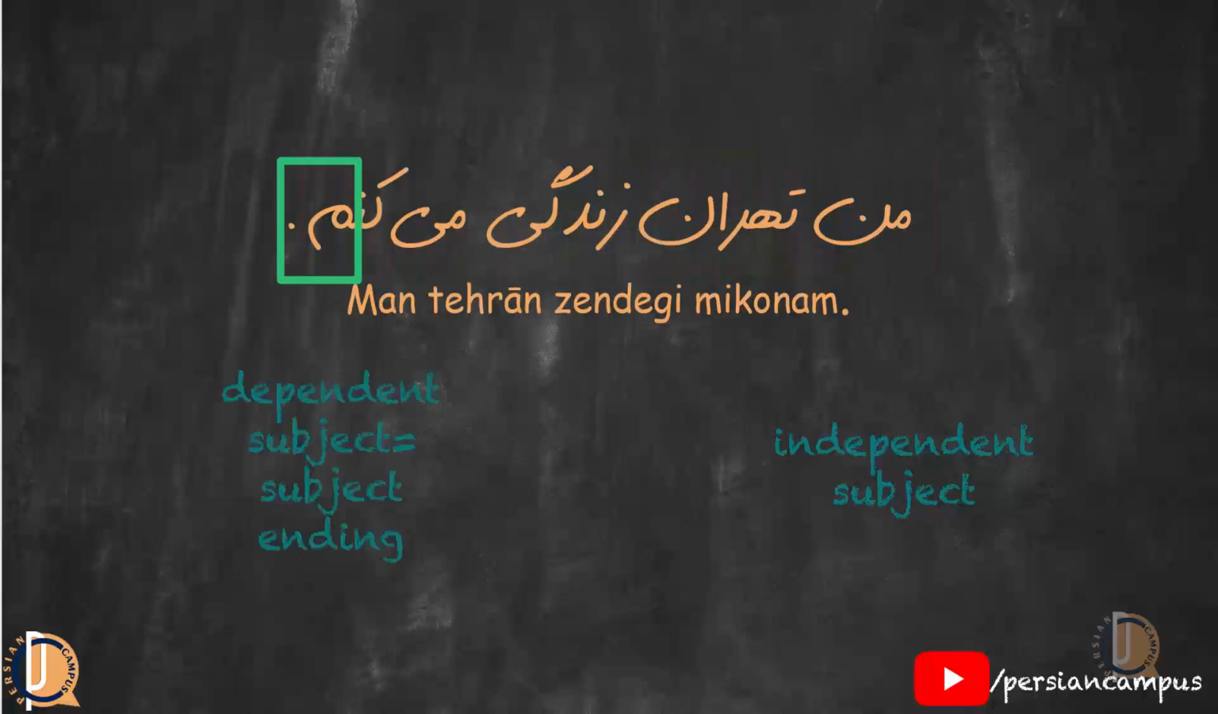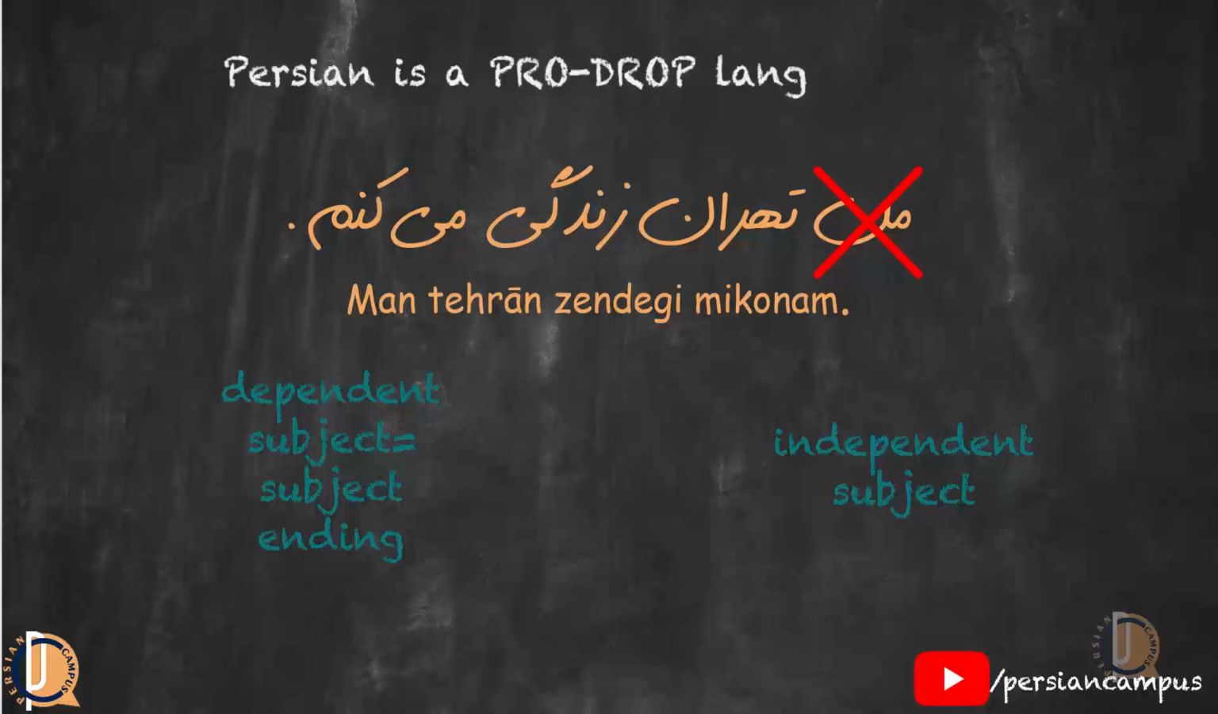If we are speaking neutrally, we can always remove the overt subject, here man, and say تهران زندگی می کنم. Because Persian, the same as Italian and many other languages, is a pro-drop language. It means if the subject is a pronoun and it is not marked and it is independent, you can simply not say it. And still we can find the subject through the dependent endings.